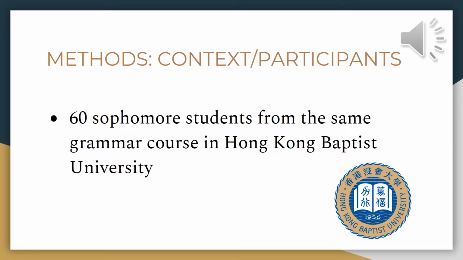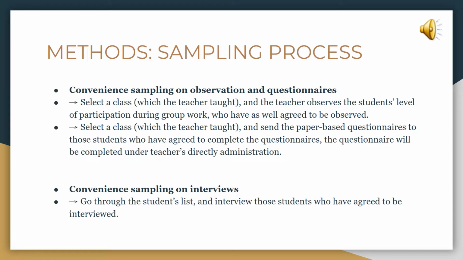The participants for this research will be 60 sophomore students from the same grammar course at Hong Kong Baptist University. For the sampling process, we would like to make use of the convenience sampling method for the observation, questionnaires, and interview parts. As we are doing an action research study, the class which the teacher taught will be observed in terms of level of participation in their group discussion. Also, paper-based questionnaires will be sent to the class. On the other hand, interviews will be held with students.